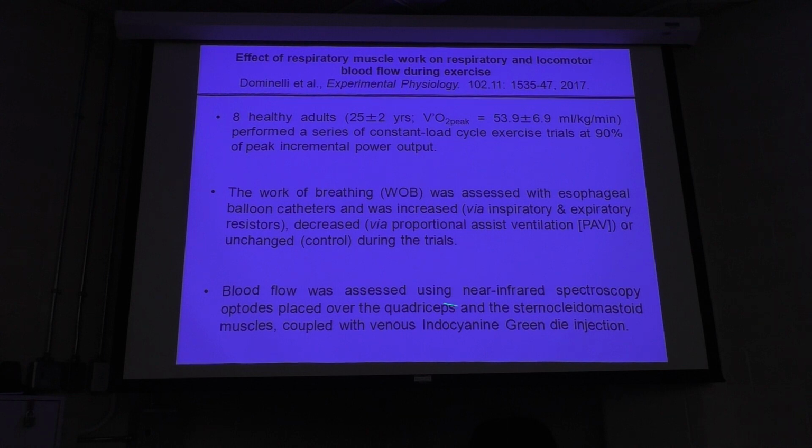And they place these near-infrared spectroscopy optodes over the quadricep, both the vastus lateralis and medialis, and the sternocleidomastoid. So basically an accessory muscle of inspiration, which would have to be activated when the respiratory system is loaded and deactivated when it's unloaded. Right? The sternocleidomastoid would really help to try to pull the rib cage open and up when the other inspiratory muscles are burdened heavily by these resistors.